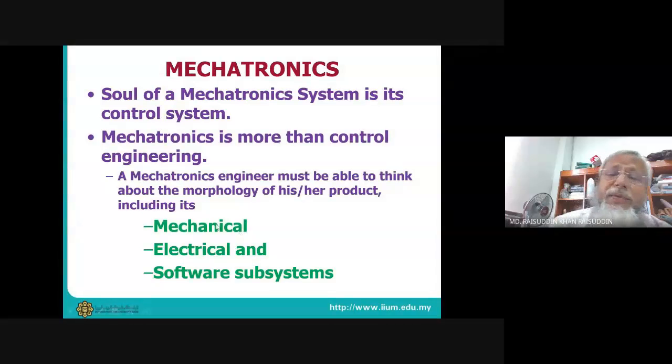Soul of mechatronics system is its control system. Mechatronics is more than control engineering, however. Control system is how do we control things to achieve a desired goal. Like when we are using the simplistic control in our electrical iron, we have a knob we set for a particular clothing. That means it will maintain a particular temperature. So it is a very simple control, which we call the on-off control. That is the way we maintain a temperature.